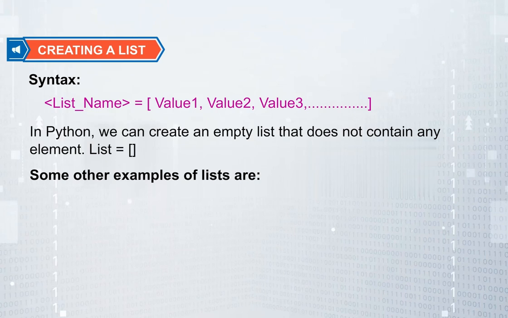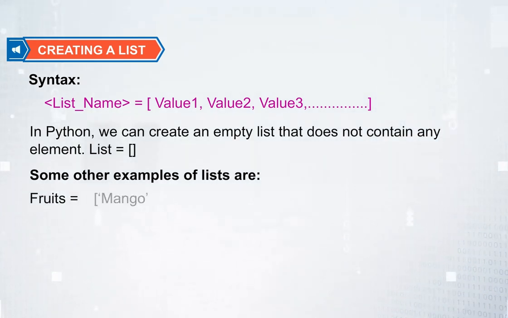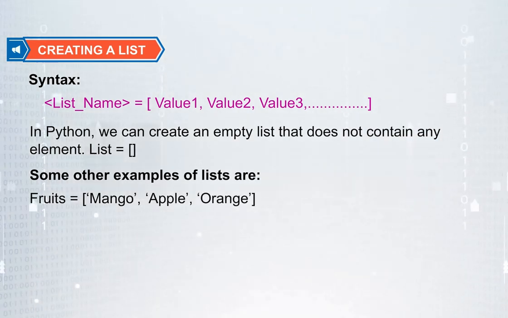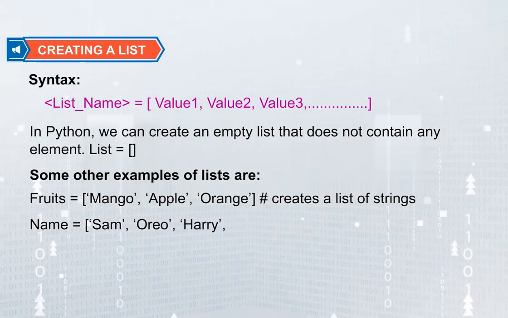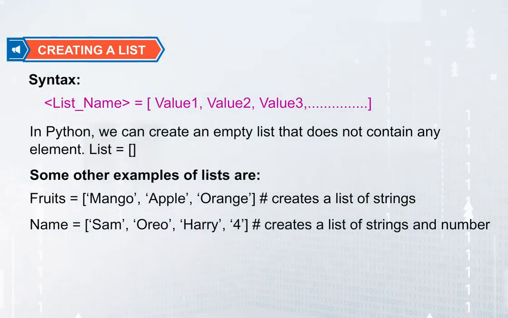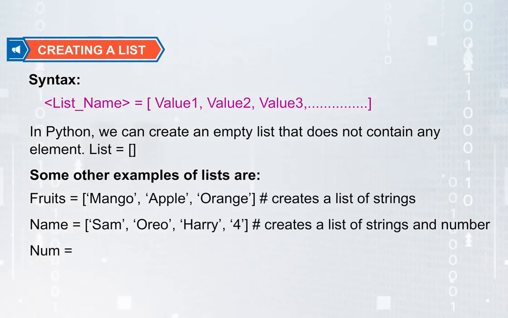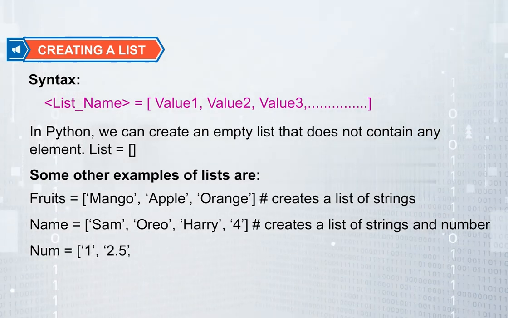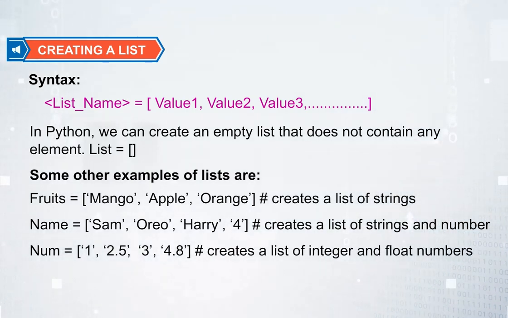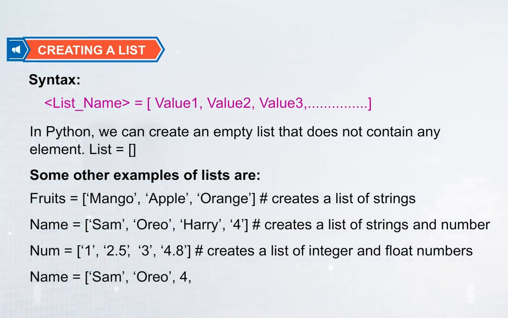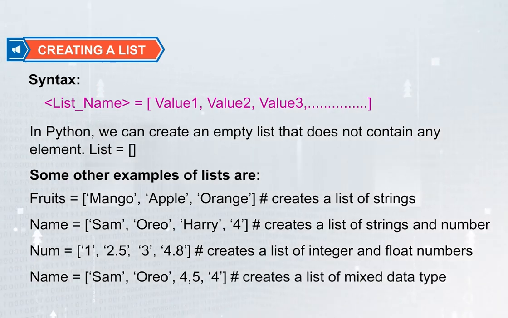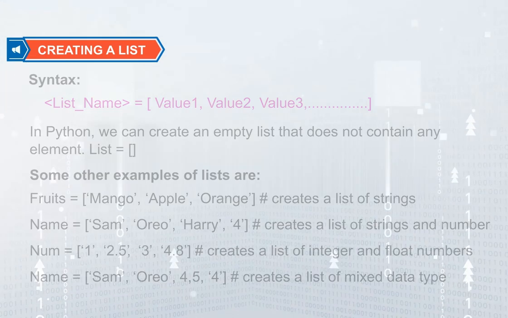Some other examples of lists are: fruits = ['mango', 'apple', 'orange'], which creates a list of strings. name = ['Sam', 'Oreo', 'Harry', 4], which creates a list of strings and a number. num = [1, 2.5, 3, 4.8], which creates a list of integer and float numbers. name = ['Sam', 'Oreo', 4, 5.4], which creates a list of mixed data types.